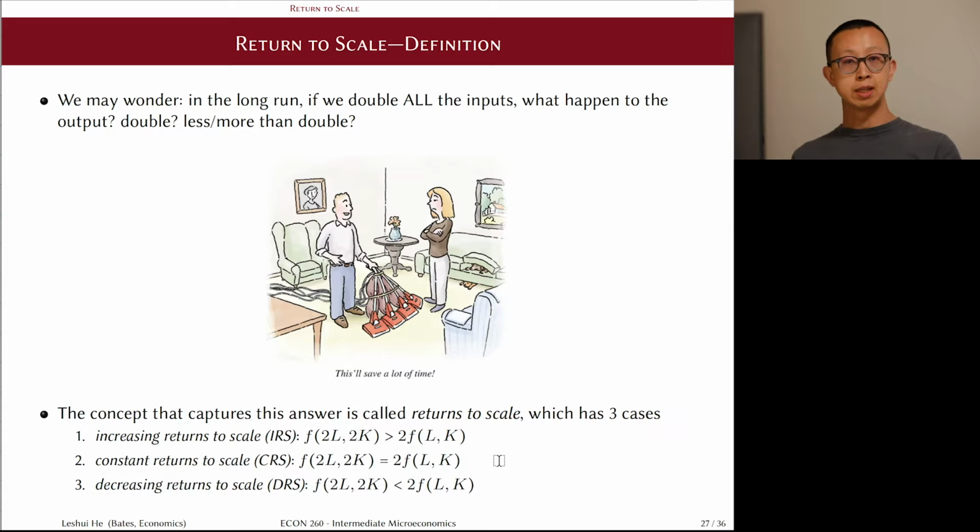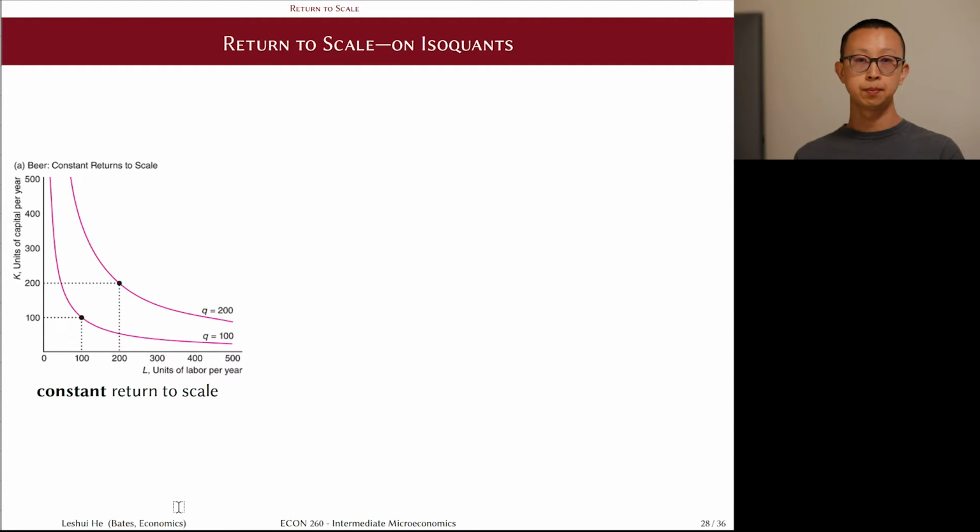The last remaining scenario is that by doubling the inputs, the amount of output we can get is less than twice the amount of output we got before. Then, in this case, we say the production function exhibits decreasing return to scale. Now let's take a look at how these cases will look graphically. We can illustrate the return to scale using different isoquants.